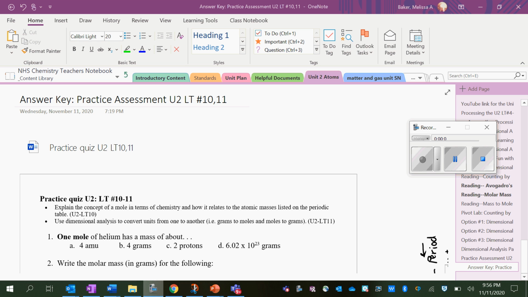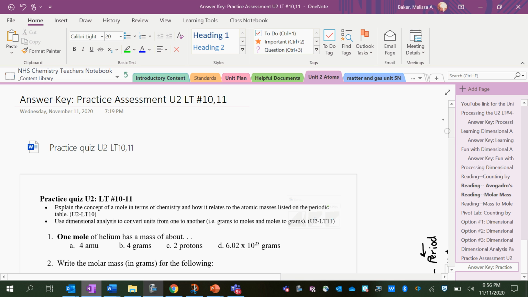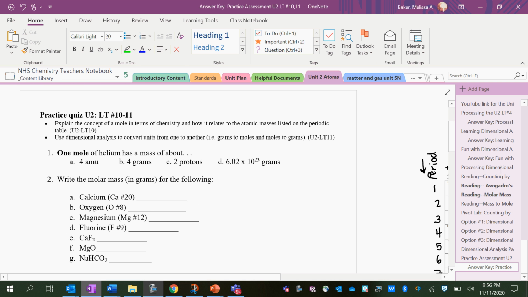All right, let's talk about how to do this practice assessment for these last two short learning targets. The learning targets that are covered are: I can explain the concept of a mole in terms of chemistry and how it relates to the atomic masses listed on the periodic table. And I can use dimensional analysis to convert units from one to another, like grams to moles and moles to grams. All right, question one.